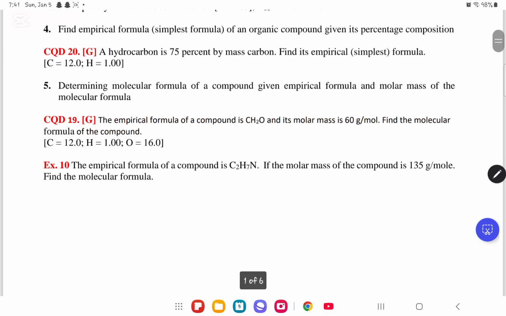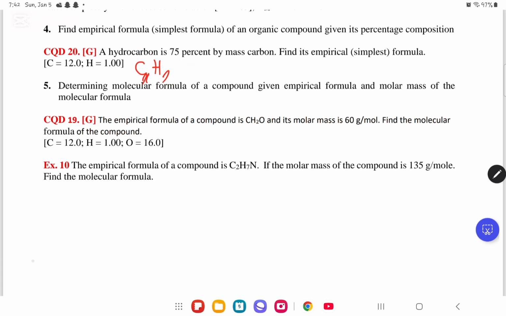So in statement number 4, they told us to find the empirical formula. Oh, no, they didn't tell us. They just told us find empirical formula, simplest formula of an organic compound given its percentage composition. Okay, so this is gonna be fun. A hydrocarbon means CxHy, so this hydrocarbon is 75% by mass carbon. Find its empirical or simplest formula. So this is our hydrocarbon.